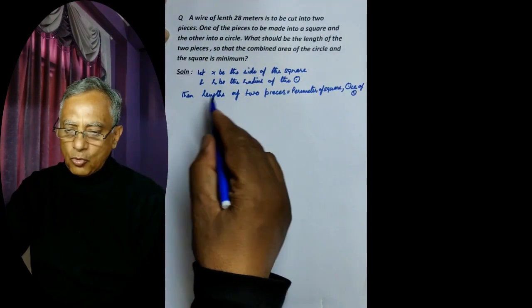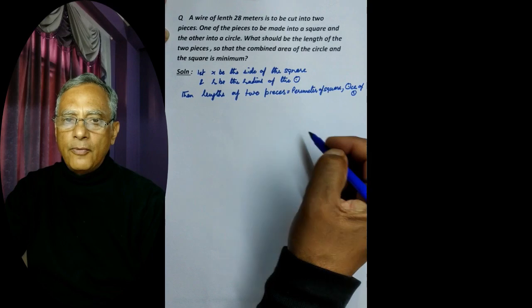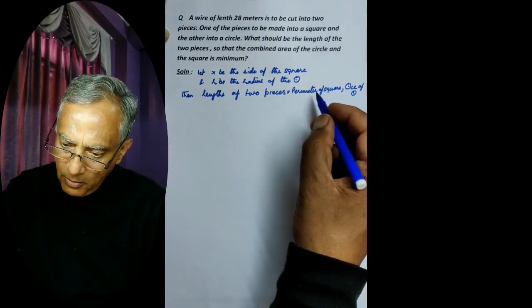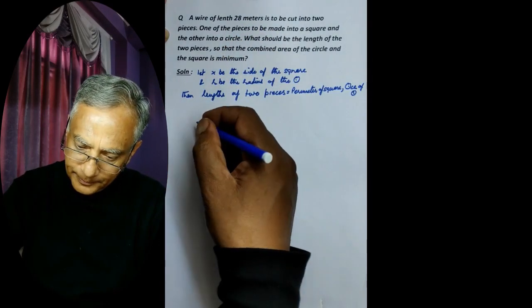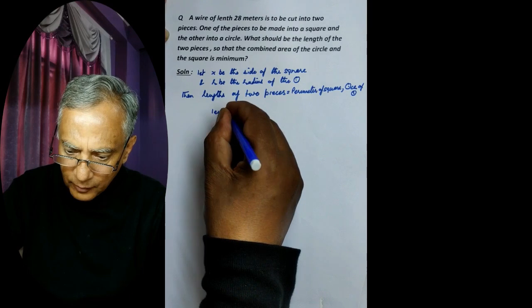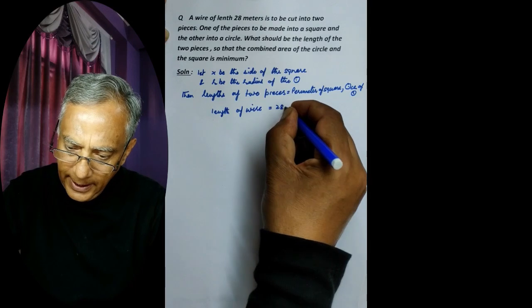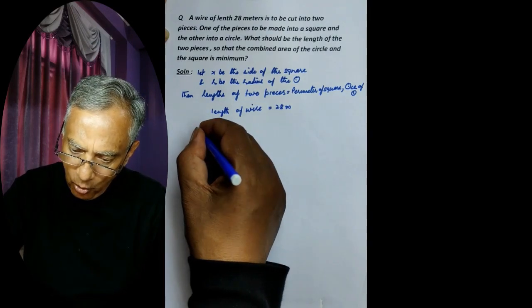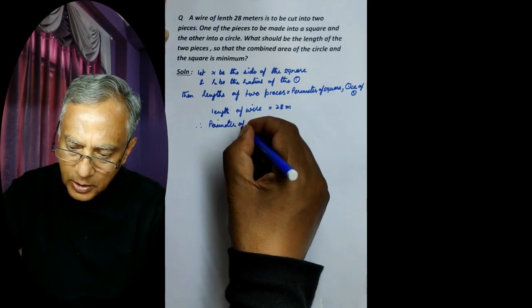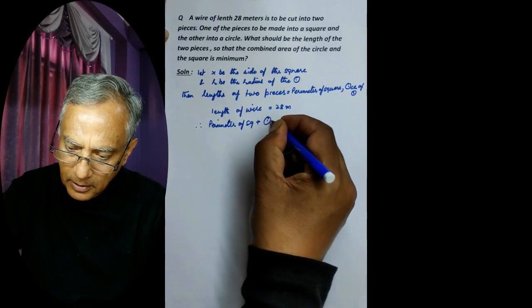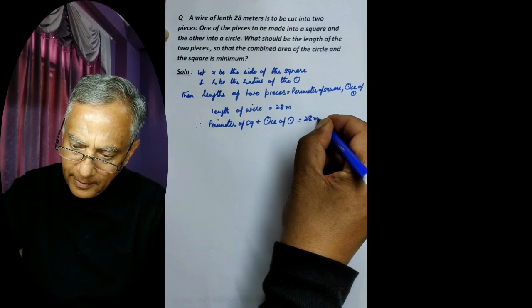Then one piece will be equal to the perimeter of the square and the other will be the circumference of the circle. The sum of the lengths of these two pieces is given to be 28. Length of wire is equal to 28 meters. Therefore, perimeter of square plus circumference of circle is equal to 28 meters.